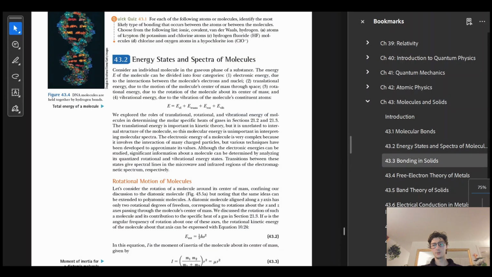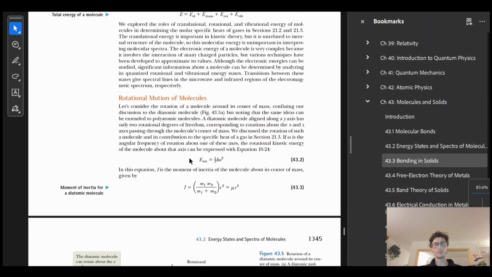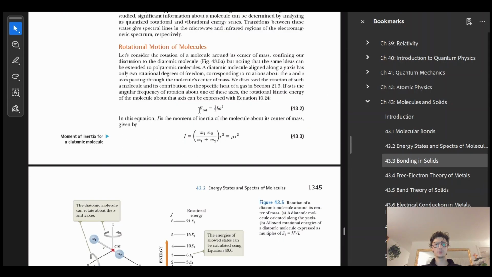So here's what we're looking at. Rotational motion of molecules. E rotation, I guess they talk about it in section 21. This is the classical mechanics. They introduced this, the moment of inertia for a diatomic molecule. This equation is not given in the equation sheet, so make sure to note this down. How do you find I?